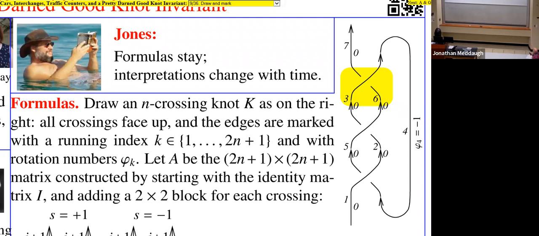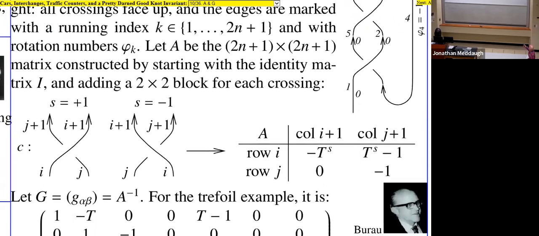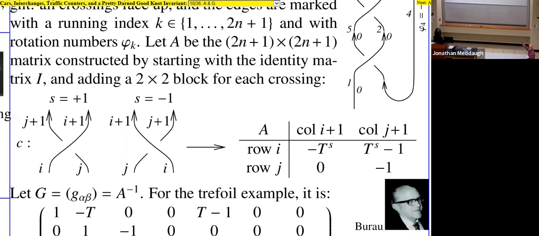Okay, and then you make a 2n plus 1 by 2n plus 1 matrix as follows. You start from the identity matrix I, and then for each crossing, you add a 2x2 block that looks as follows. Each crossing is labeled with a running index I and a running index J. I is always the label of the upper strand and J is always the label of the lower strand. And then up above, you'll have I plus one and J plus one because the indices run. There are two types of crossings, the positive crossing and the negative crossing, and S is their sign. The crossing is labeled C. I will not tell you how to determine the sign of a crossing, but it's a standard thing.